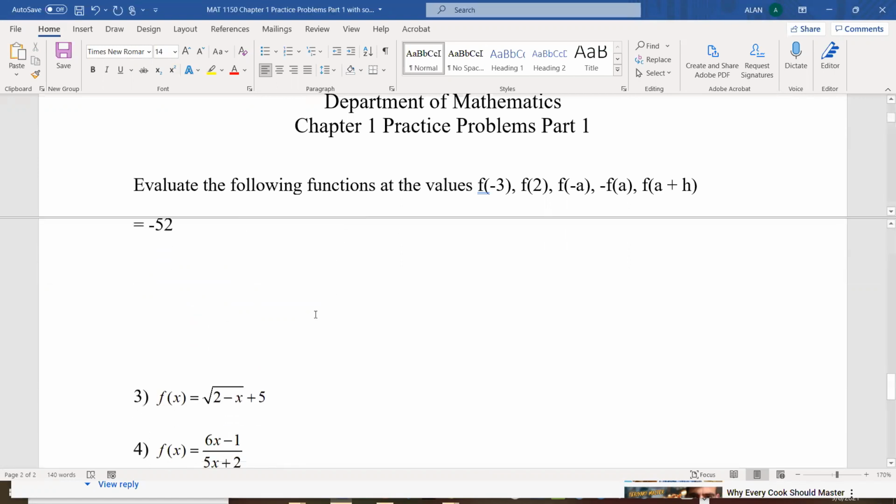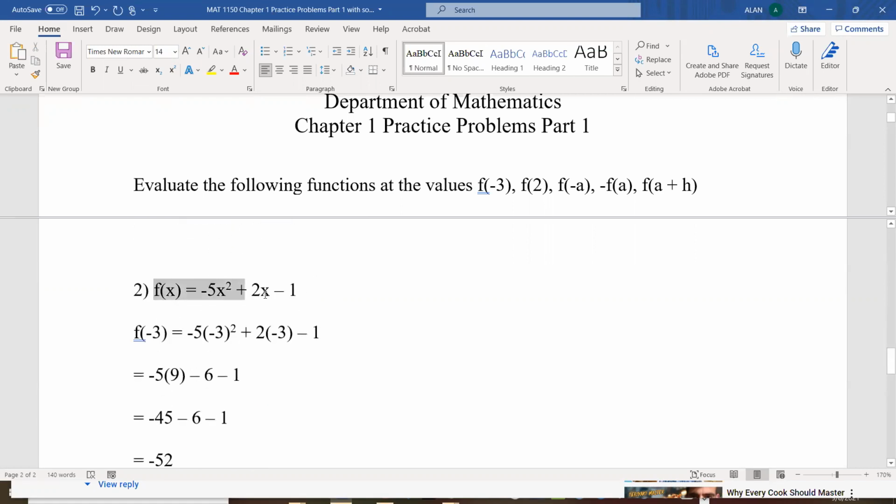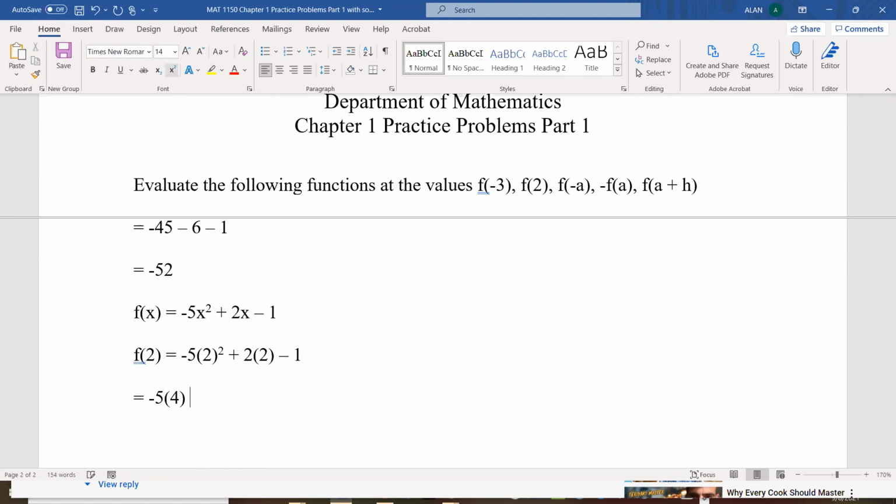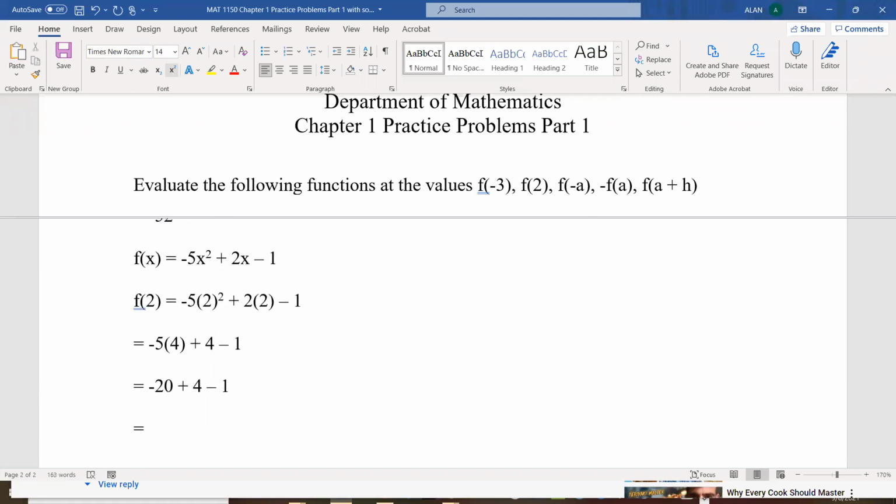All right, now, what about this one? So f of 2 would be minus 5 times 2 squared plus 2 times 2 minus 1. So it's minus 5 times 4 plus 4 minus 1. Minus 20 plus, whoops, minus 20 plus 4 is minus 16. Then we subtract 1, and we end up with minus 17.